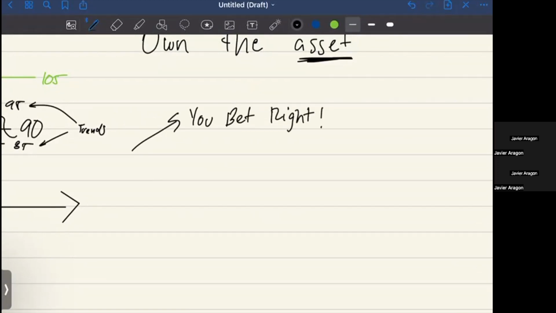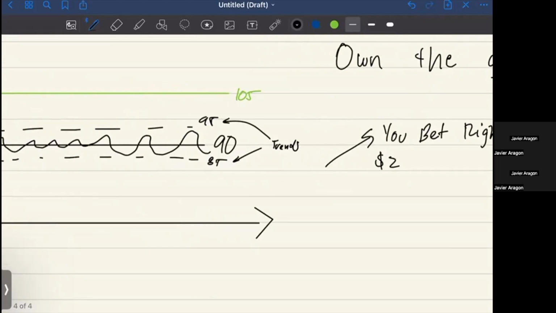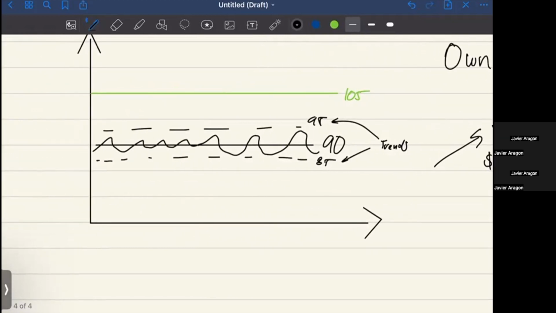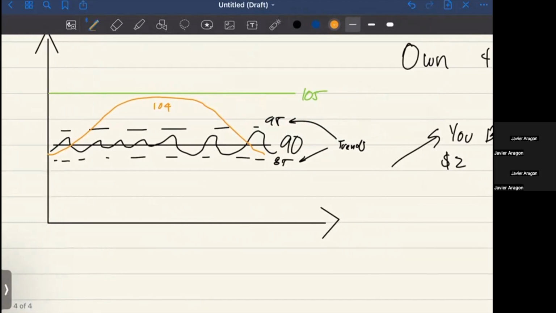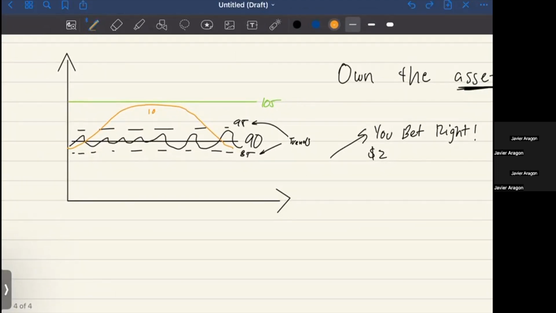So what would happen here? The bet, again, is the standard $2, that's your premium. For you to be right, the stock price, and I'm going to put this in orange, would never cross 105. Even if it's at 104, it's still better for the buyer of your option to just buy it outright from the market. But here you'd get to keep your stock.